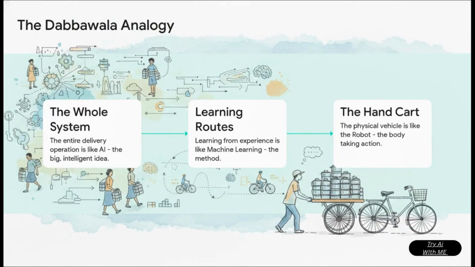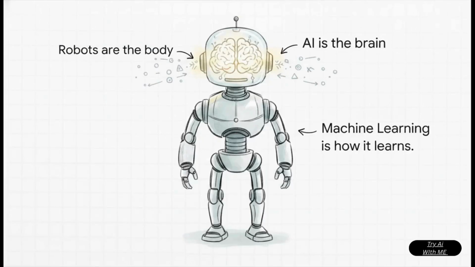This right here is maybe my favorite way to explain how it all fits together, using the incredible Mumbai Dabbawallas as our example. The whole complex delivery system, that's the AI, the big, smart idea. The way they learn the best routes from years of experience, that's the machine learning. And the actual bicycle or handcart they use to deliver the food, that's the robot, the physical body taking action. See how it works?